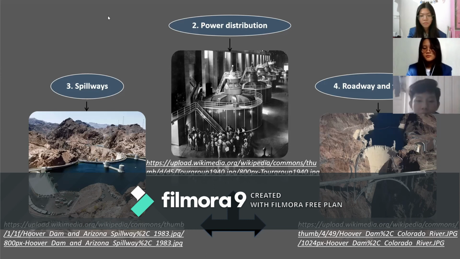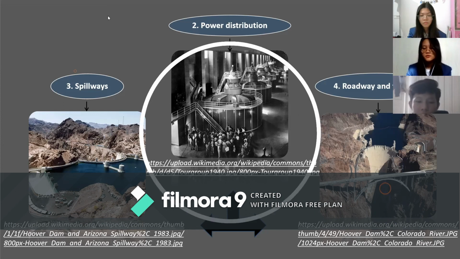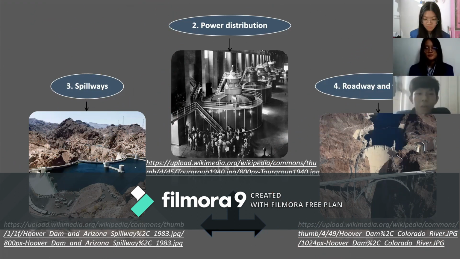Gates are raised and lowered depending on water level in the reservoir and flood conditions. The gate cannot entirely prevent water from entering the spillway, but can maintain an extra 16 feet, 4.9 meters, of lake level. The fourth is roadway and tourism.